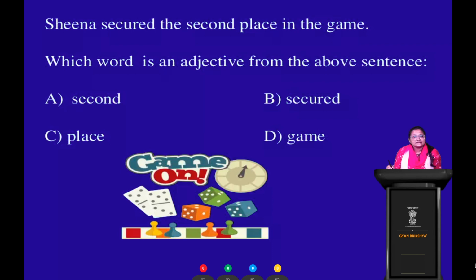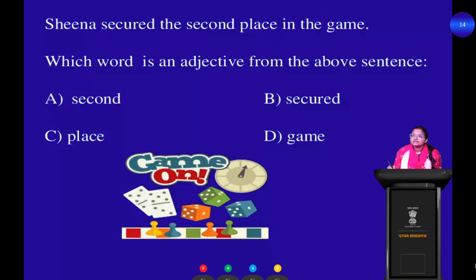The first option is A, second. Option B is secured. Option C is place, and option D, game. So you have to find out which word is the adjective, or which word is functioning as the adjective in the sentence. Okay, so go ahead and give me your responses. Which option do you think is the correct option?